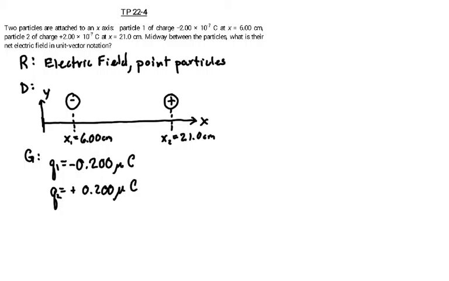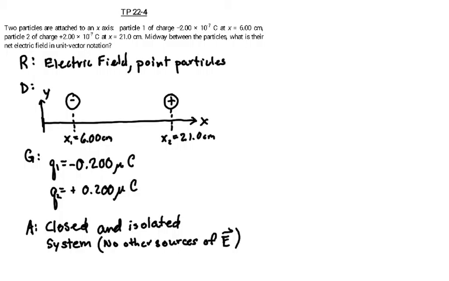Now let's go into our assumptions. Alright, so we have to assume that we have a closed and isolated system. That means that we don't have any other sources of electric field in our system, and we don't have any sources of electric field outside of our system that are influencing our two particles. Okay, so that's what that closed and isolated system means.